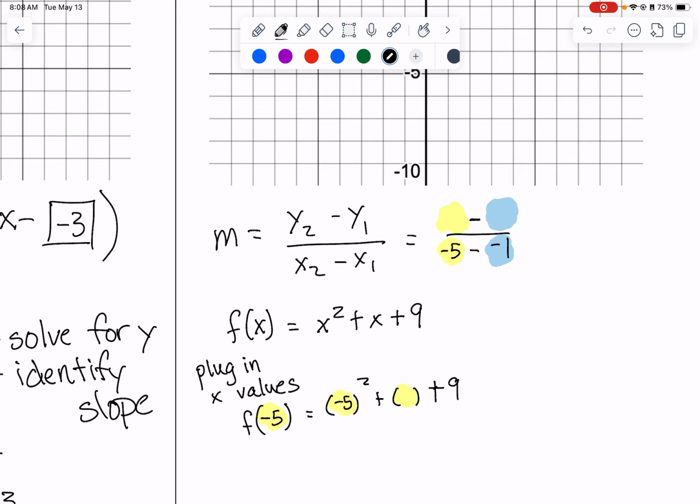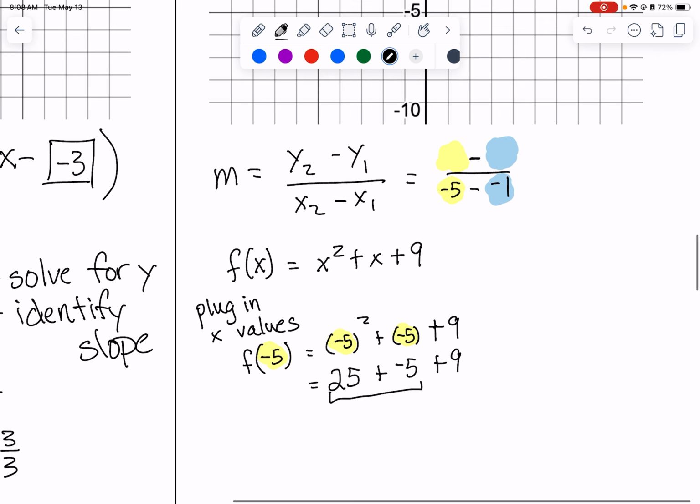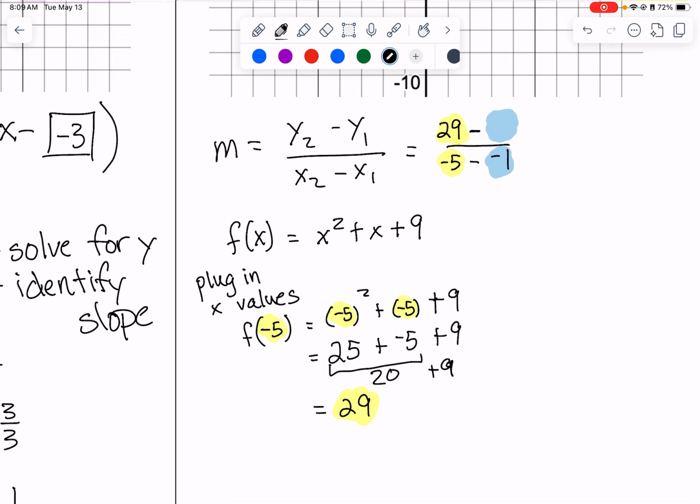So it'll be -5 squared plus -5 plus 9. -5 squared is -5 times -5, or 25, plus a -5, and then plus 9. 25 and -5 make 20, plus 9 is going to be 29. Okay, so this is my y value that goes with -5.